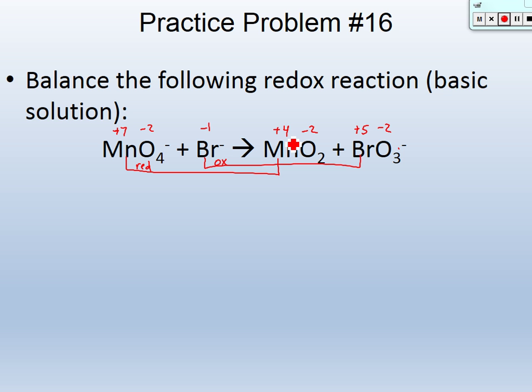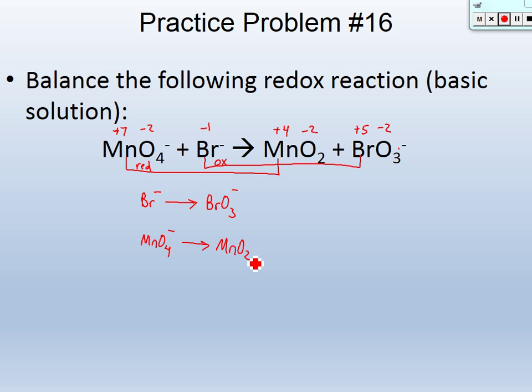So step 1 is write the half reaction. Let's do that. So Br minus is going to BrO3 minus. Always remember to bring down the charges. That's where you're going to make an error. The other half reaction is MnO4 minus going to MnO2.